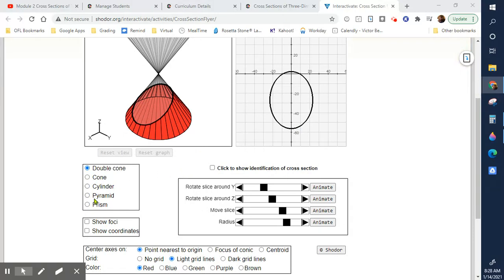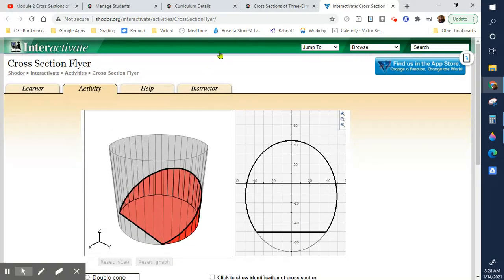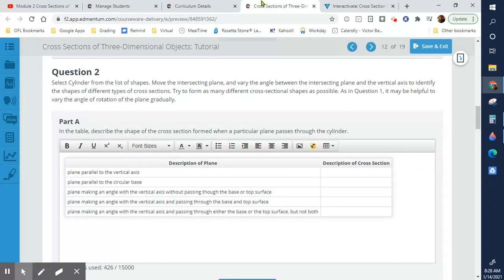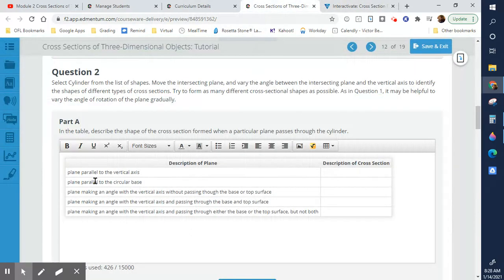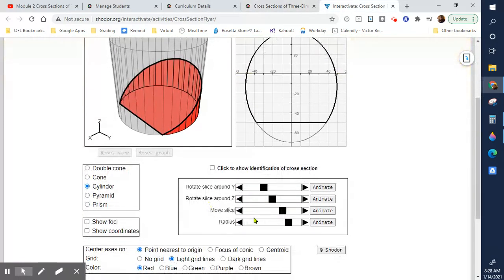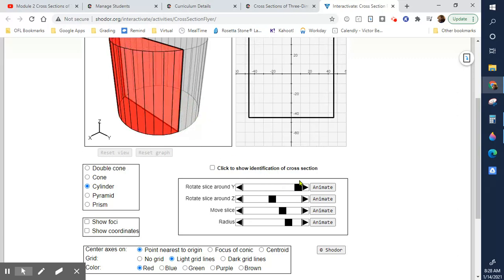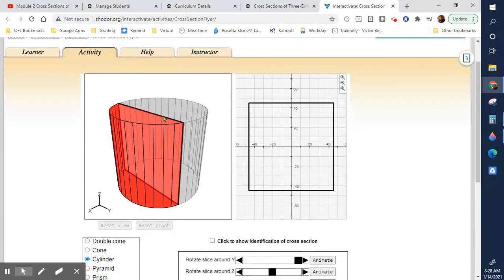So we want to do this for a cylinder. So we're going to pop in cylinder here. And now we want to do a plane parallel to the vertical axis. So vertical means up and down. If it wants it parallel, it wants it the same way. All right, so we're going to have to change the angle of this so it's 90 degrees. And when we do that, we see we get this rectangle for a cross section.